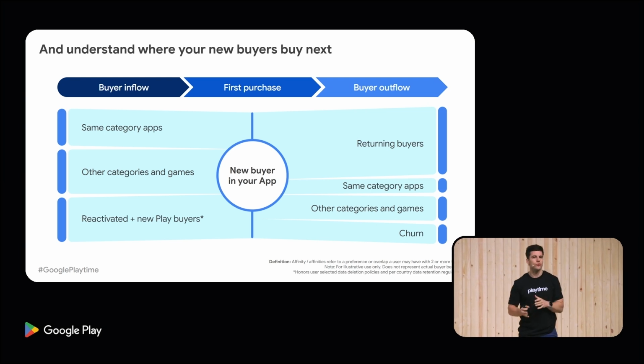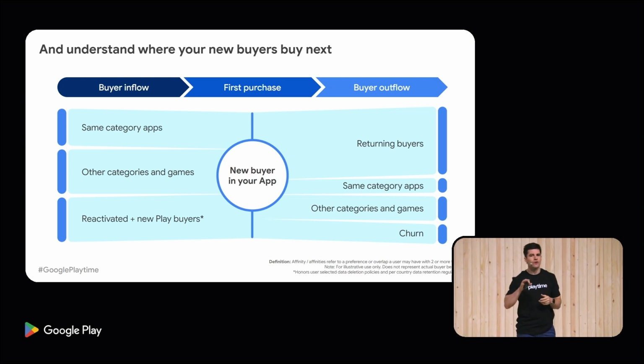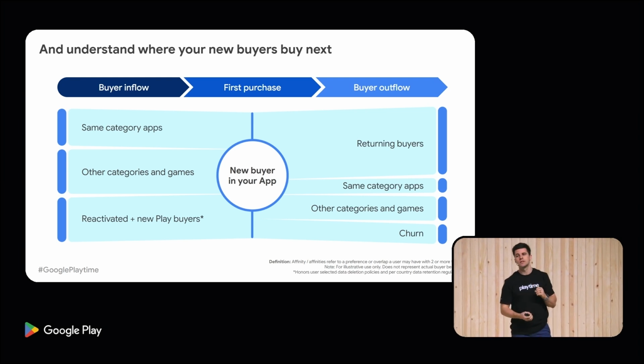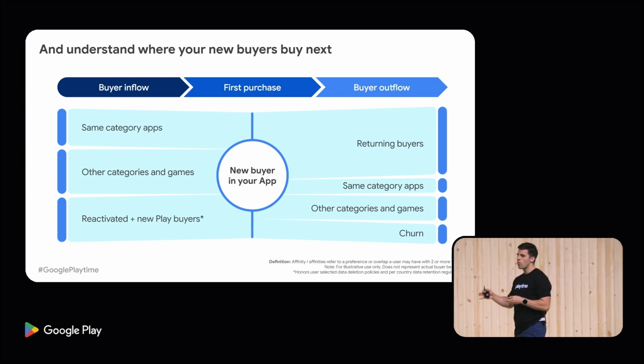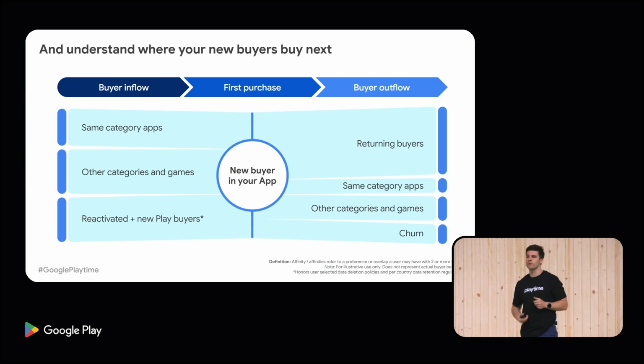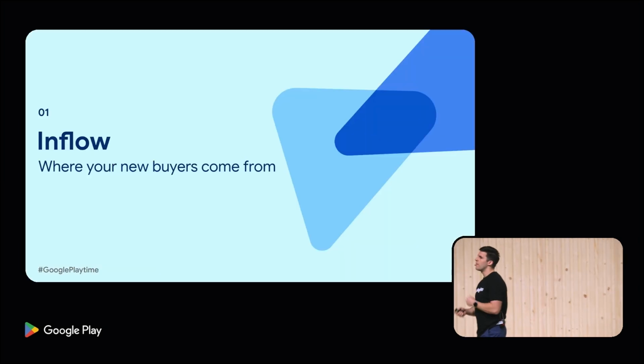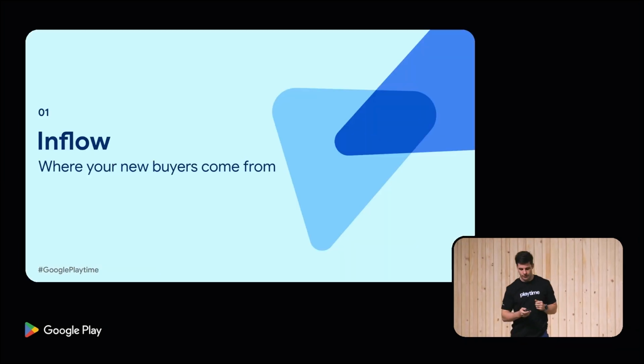First, we'll walk through the buyer inflow distributions across categories and see how those differ. Then we'll take a look at what these new buyers are buying, and again, how those are different. And finally, we're going to look at where your new buyers are going on to next, what they're buying, and then how you can use that information today. Let's get started with the buyer inflow and take a look at where your new buyers are coming from.